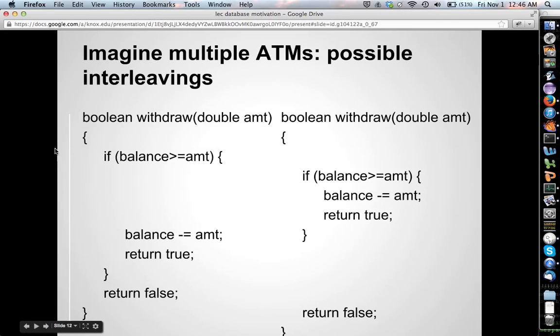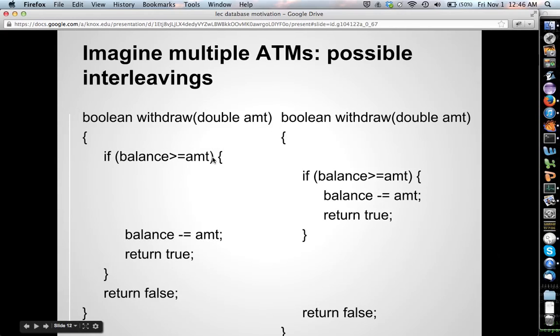It may be that at time t1 here, one of the ATMs is able to check that the balance is greater than or equal to the amount. Then at time t2, this one over here is able to figure out, well, is the balance greater than or equal to the amount? And it is, because the amount is 500, the balance is 500. So this may deduct the amount and return true. And then we jump back over here. This is going to deduct the amount and return true.